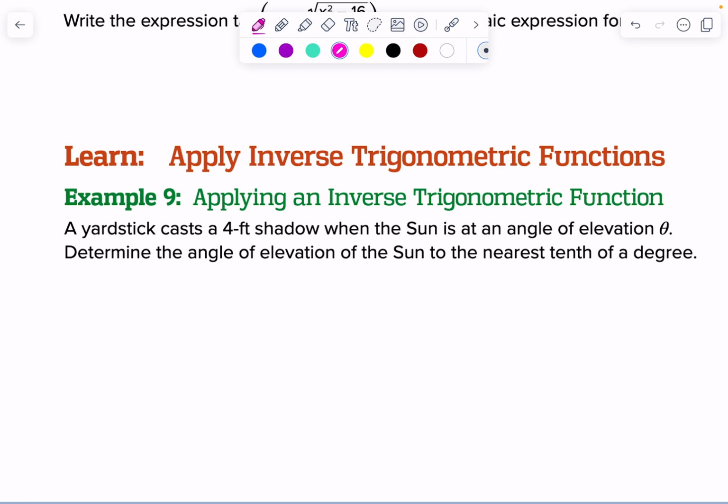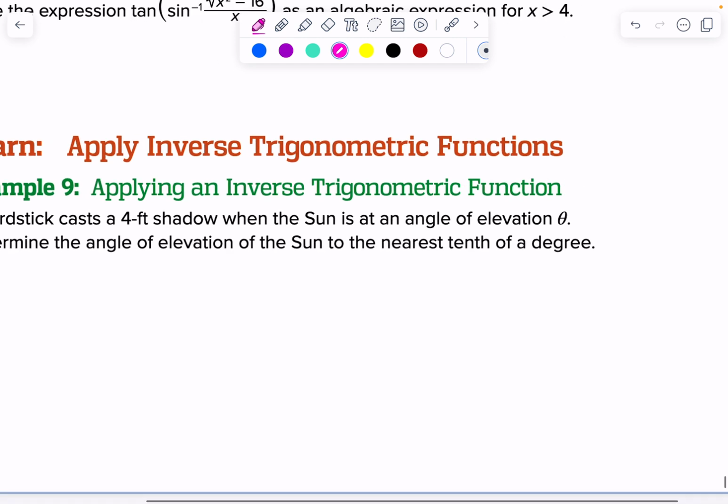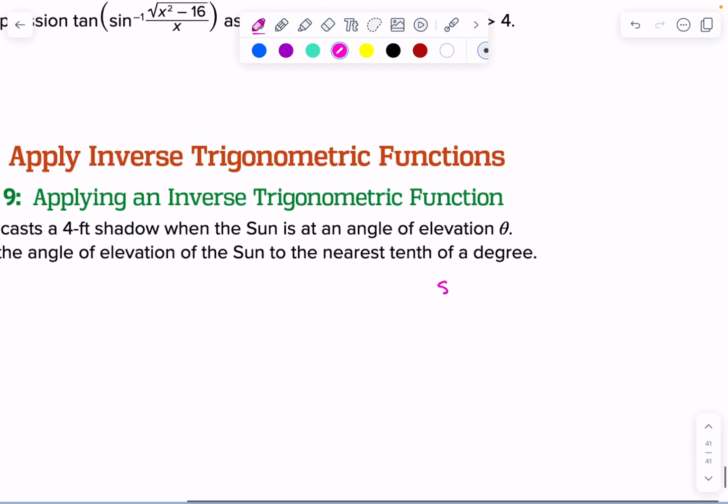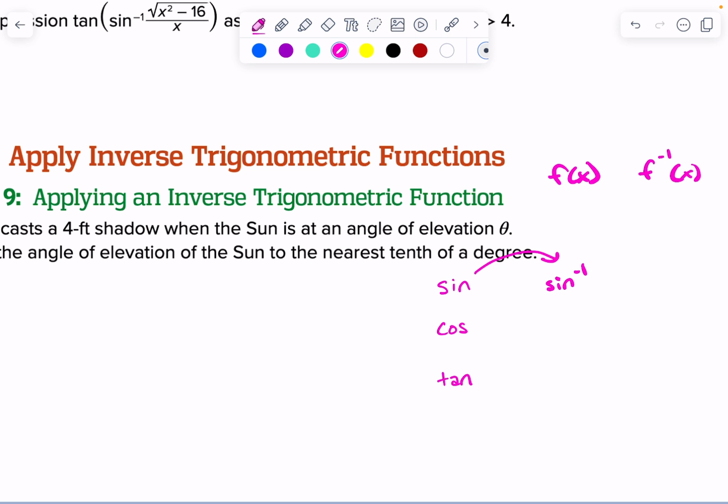But here are inverse trig functions. We're going to talk specifically about inverse sine, inverse cosine, and inverse tangent. Sine, cosine, and tangent are the normal ones. Inverse sine looks like sine to the -1 power, like the inverse of f of x would be f inverse of x. It looks like to the -1 power. These two are inverses of each other. So inverse sine, inverse cosine, inverse tangent.